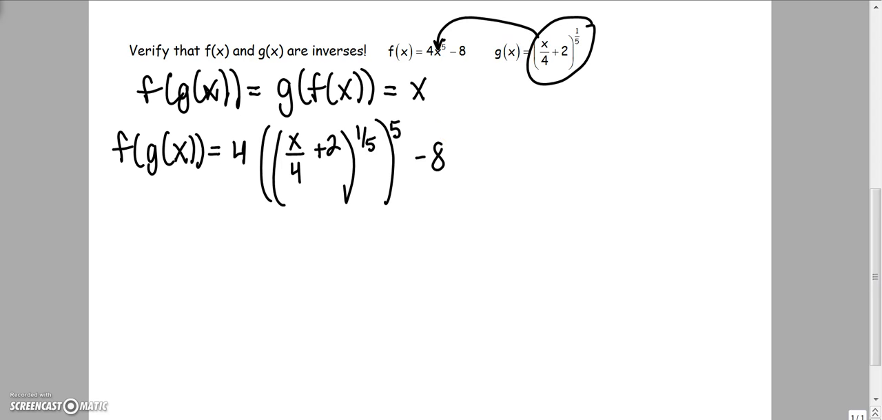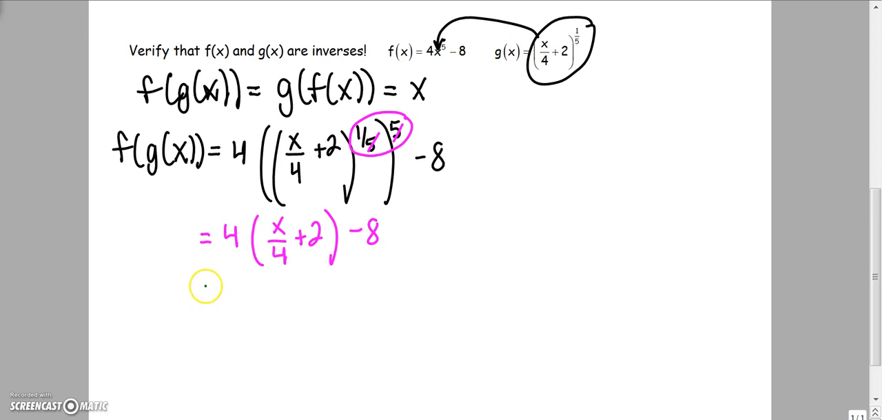Now, what you cannot do is distribute this 1/5. There is a plus sign in here. It doesn't work that way. What you can do is multiply your exponents, and that gives you just to the 1 power, which is just this.